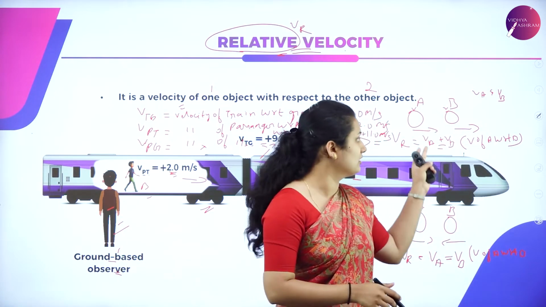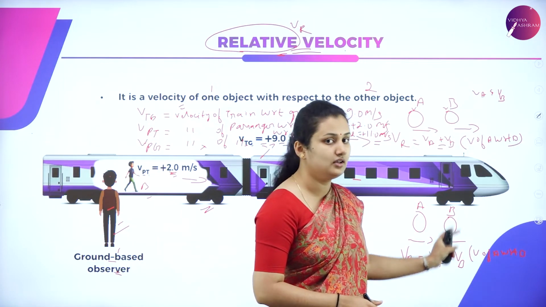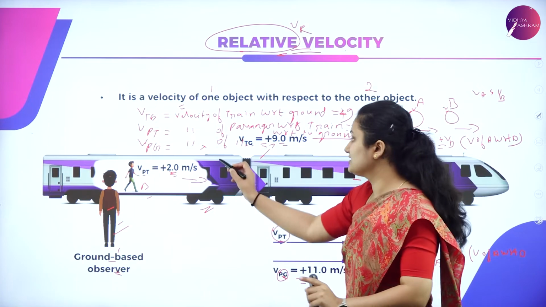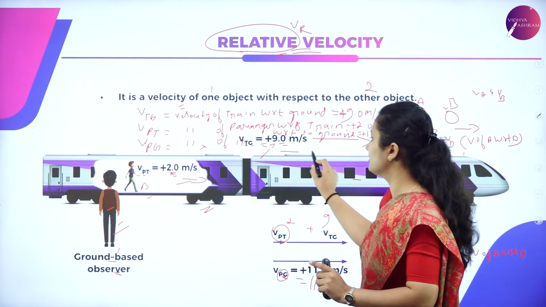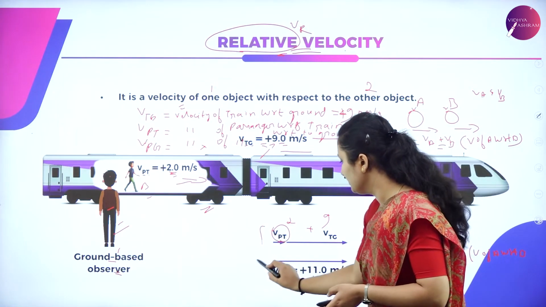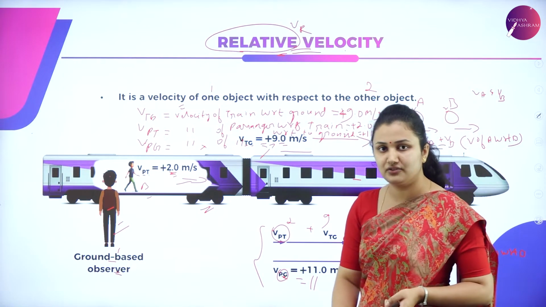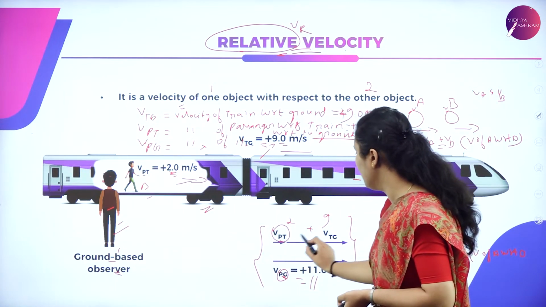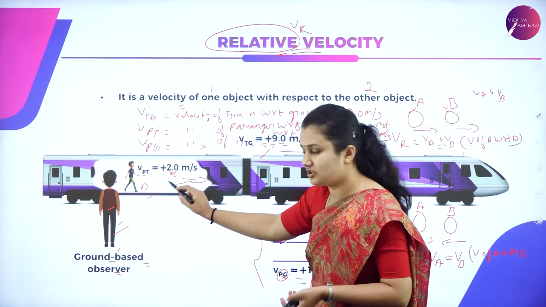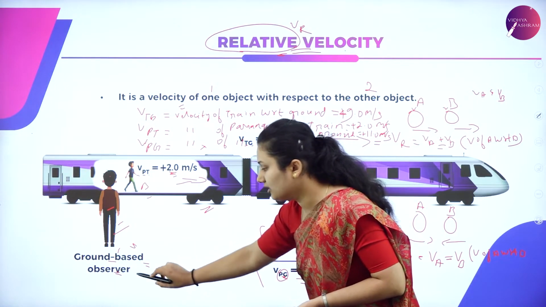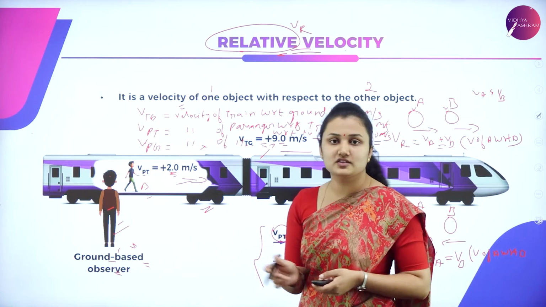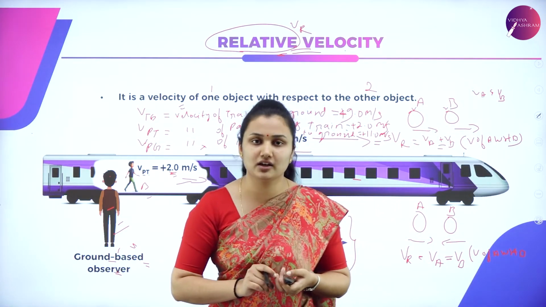So, you understood the concept of plus and minus here. Same direction it is positive, opposite direction it is negative. Since they are moving in the same direction, that is why it is plus 11 meter per second. That is what this image here signifies. So, this velocity plus this velocity is the velocity of the passenger observed by the observer on the earth from his point of reference. So, I hope the concept of relative velocity is clear for you all.